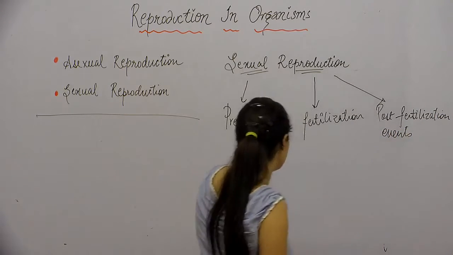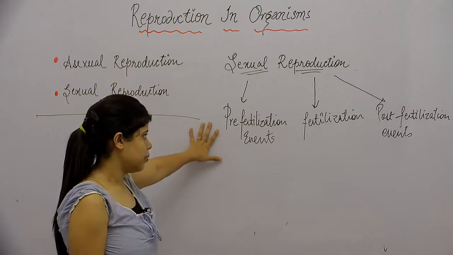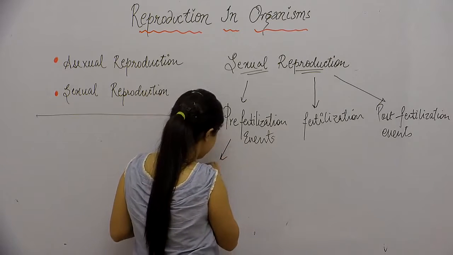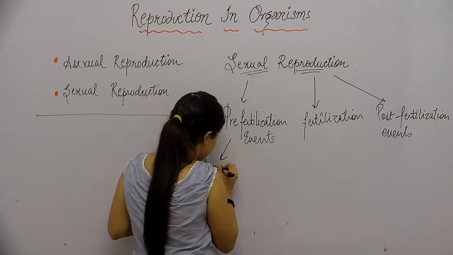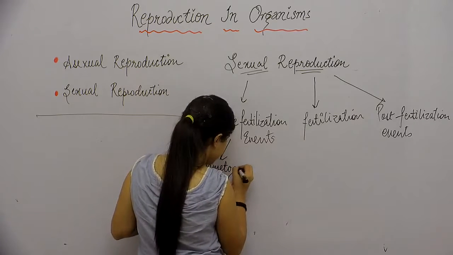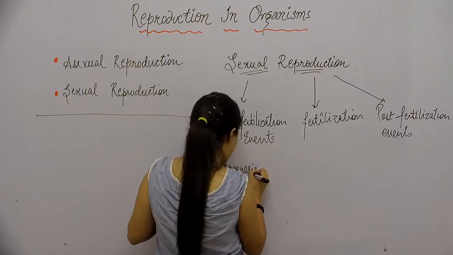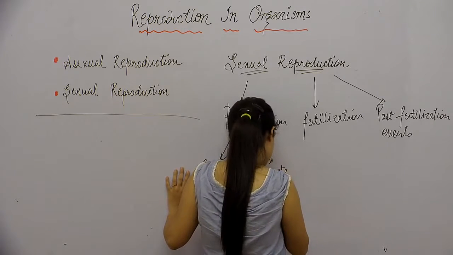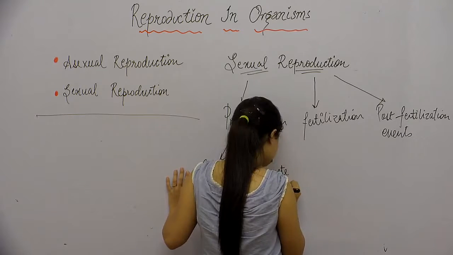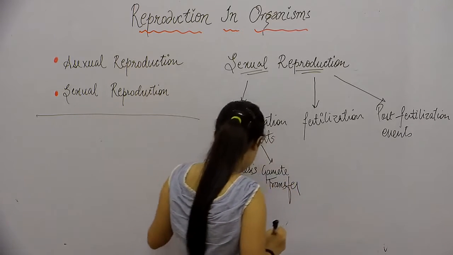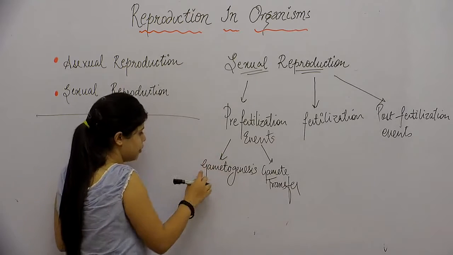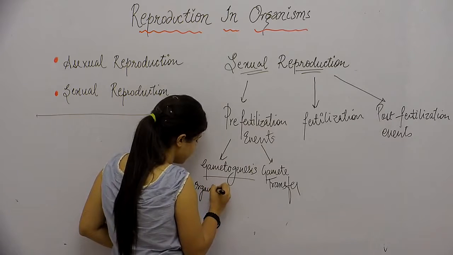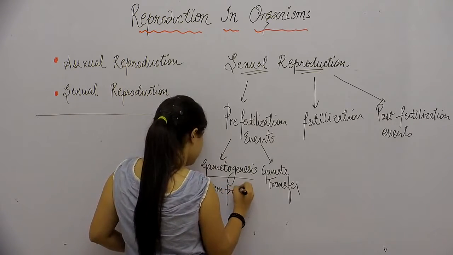First we're going to read about what are the events that come under pre-fertilization. The first event that comes under pre-fertilization is gametogenesis and gamete transfer. Okay. So in the process of gametogenesis, the organism produces gametes, right?